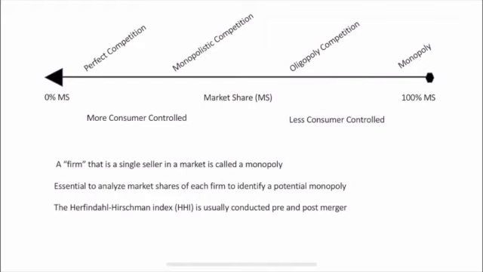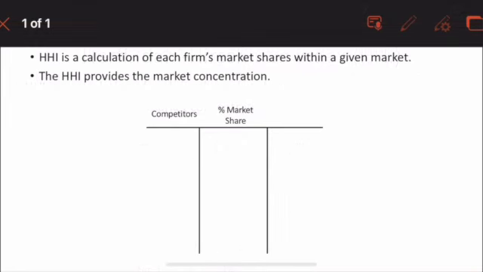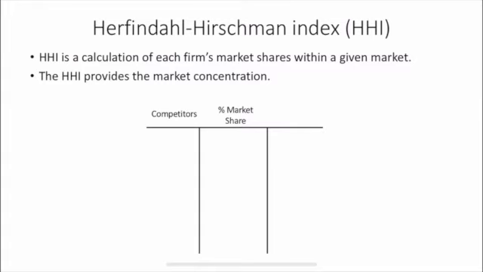However, the closer a firm moves toward owning 100% of the market share is less controlled by the consumer. And normally we apply the HH index, which is used to analyze markets and identify firms that may gain the majority of market shares, and it can happen pre and post mergers as well. Now, the HH index has two purposes. First, the HH index is a calculation of each firm's market share within that particular market, and the HH index provides the market concentration. Now, I'll explain the purpose of knowing the market concentration on the next slide. But for right now, let's go through an example of how to calculate the HH index in a particular market.